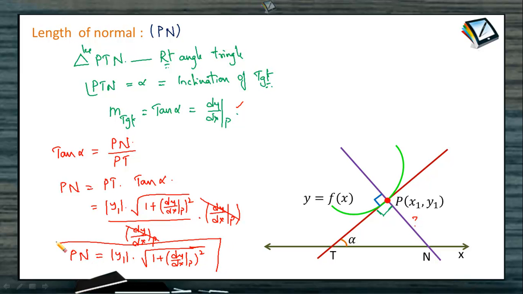This Pn is the length of the segment joining the point of normal C to the point where the normal cuts the x-axis, which is nothing but the length of normal. Now, what is the last part left? We need to find the subnormal, that is the projection of Pn on the x-axis.